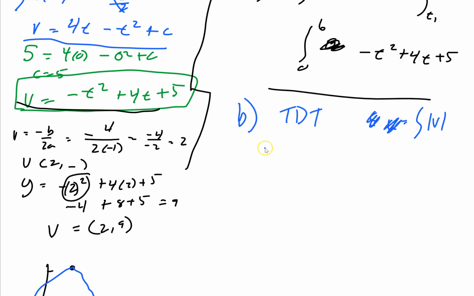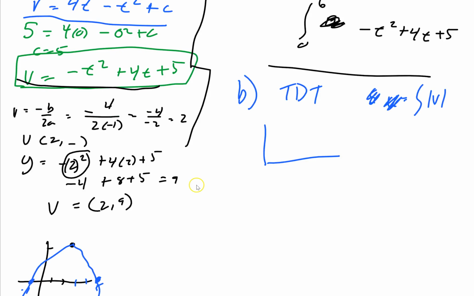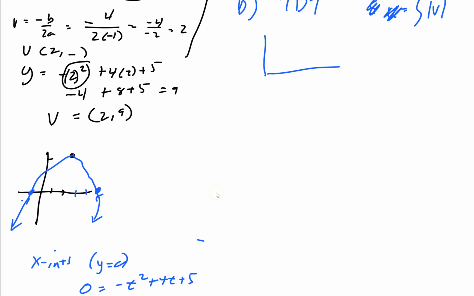So we need a sign chart. Luckily they made us graph it already. So again, we always start at 0. It's positive, above the x-axis, until you get to 5. Now remember, they only wanted the first 6 seconds, so my integral is going to be something to 6. And from 5 to 6, it's negative.